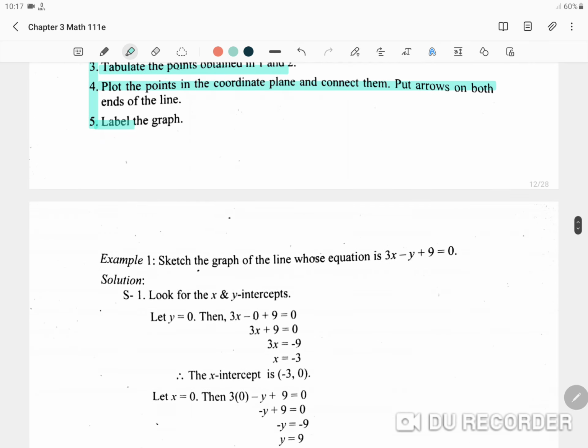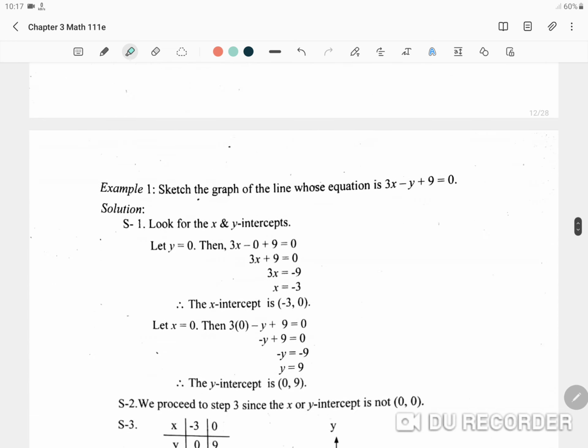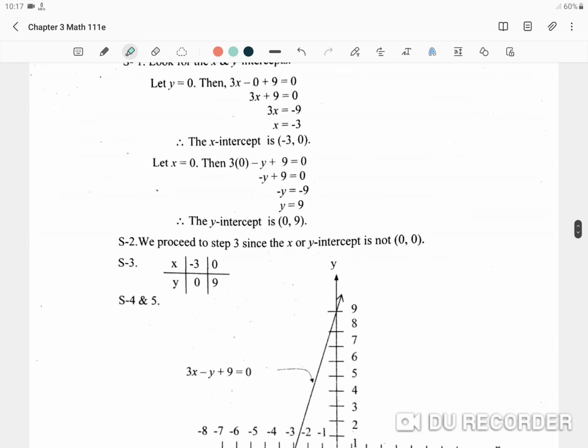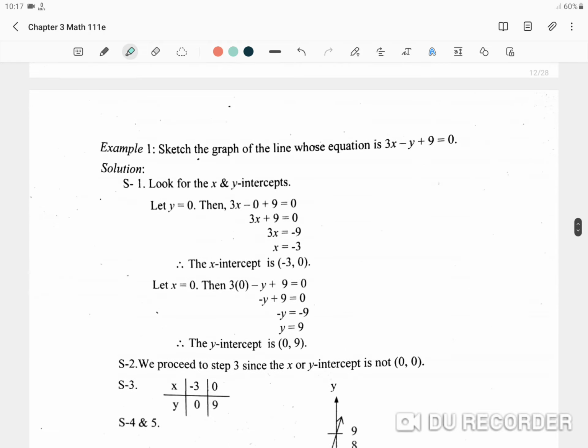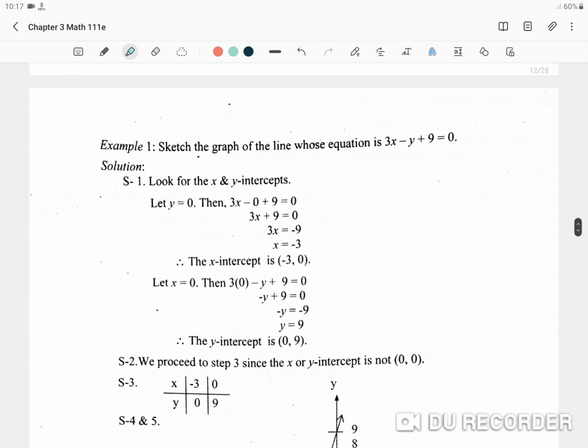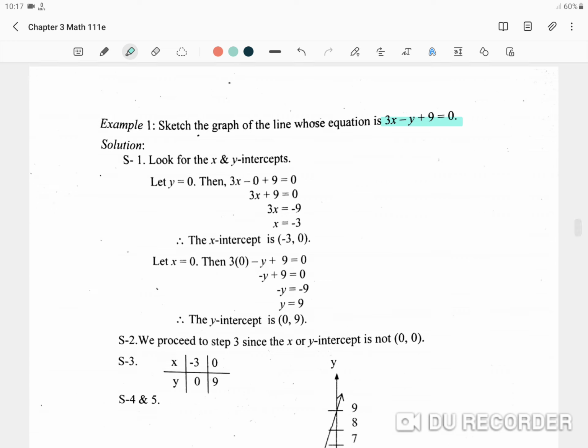Then we need to label the graph properly. Kung saan yung x and y intercept natin and kung saan yung mga points natin. Okay? Now let us proceed with an example para mas maging klaro sa atin. So we are given with an equation which is this one. 3x minus y plus 9. So that is basically a line. Okay? That is basically a line.